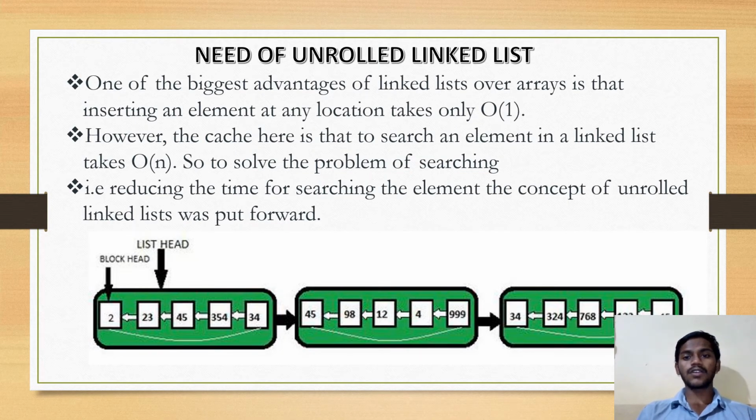Need of unrolled linked list. One of the biggest advantages of a linked list over an array is that inserting an element at any location takes only O(1). However, the catch here is that searching for an element in the linked list takes O(n). So to solve the problem of searching, that is, reducing the time for searching the element, the concept of the unrolled linked list was put forward.